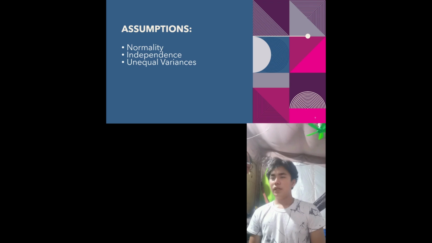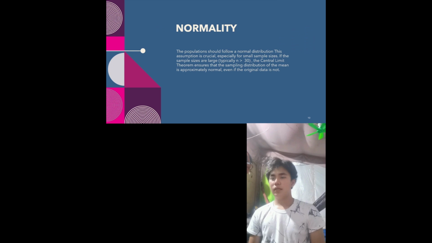Assumptions. There are three things to assume, and the first one would be normality. The second would be independence, and the last would be unequal variances. So normality. The population should follow the normal distribution. This assumption is crucial, especially for small sample sizes. If the sample sizes are large, typically n is greater than 30, the central limit theorem ensures that the sampling distribution of the mean is approximately normal, even if the original data is not.